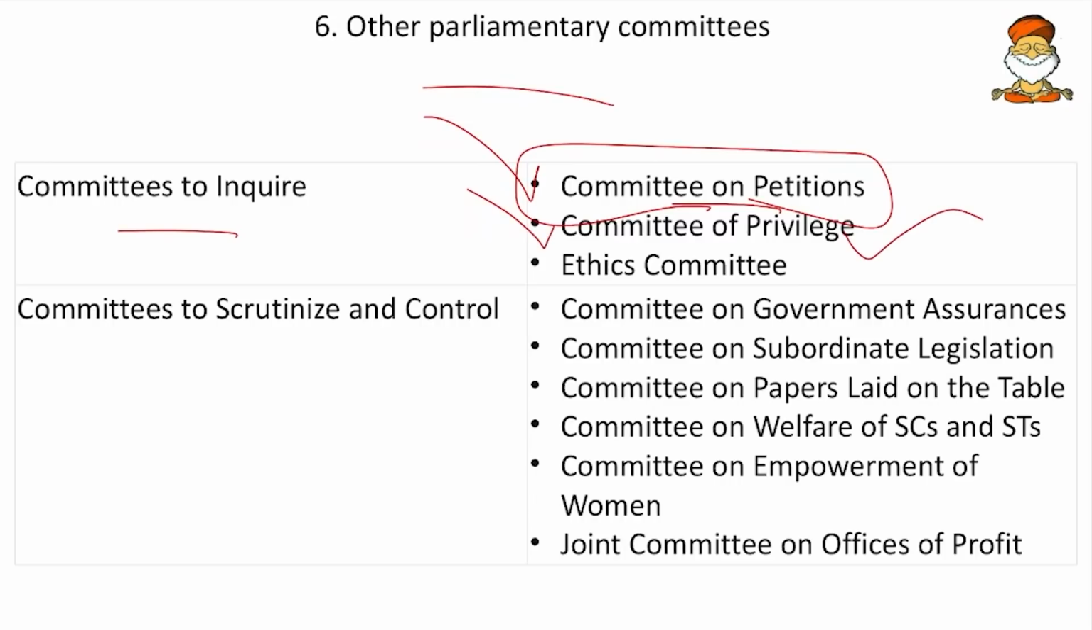So we have parliamentary privileges, both individual and group privileges. That will be looked after by the Committee on Privileges. Then the Ethics Committee. So the Code of Ethics we have for all MPs will be looked after by the Ethics Committee.